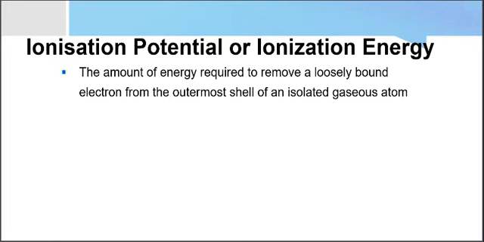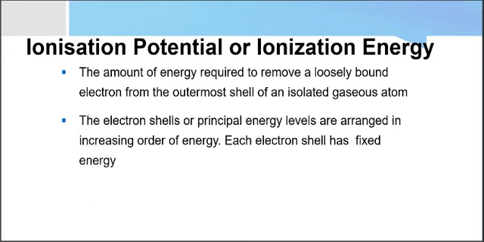When the electron is in the outermost shell, it already has higher energy than the electrons in the other shells of the atom. If we give that atom more energy, the electron in the outermost shell will receive this energy, become highly unstable, and leave the outermost shell of the atom. That amount of energy required to remove this electron from the outermost shell is known as ionization potential or ionization energy.